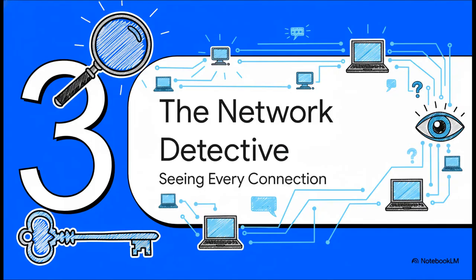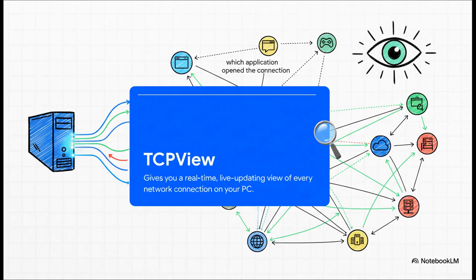All right, let's move on to our next tool. If PsExec is our master key, then TCPView is our network detective. It's built to answer a very simple but very important question. Who is my computer talking to on the internet right now? And why? What TCPView does is give you this live, constantly updating list of every single network connection your PC has open. It shows you exactly which app opened the connection, where in the world it's connecting to, and the status of that connection. It's just pure, real-time visibility.